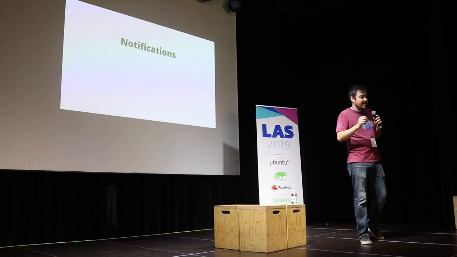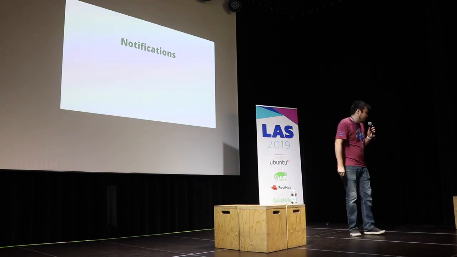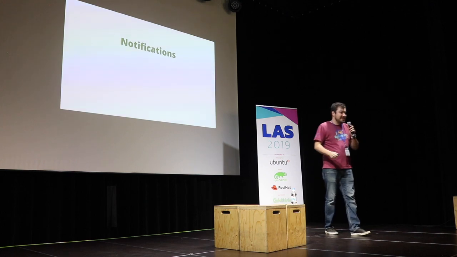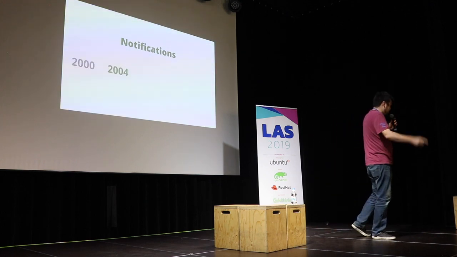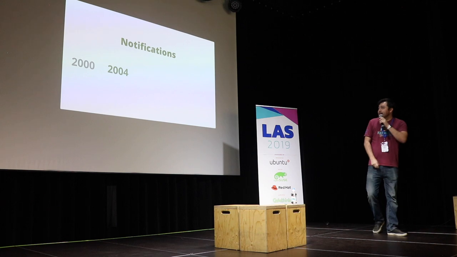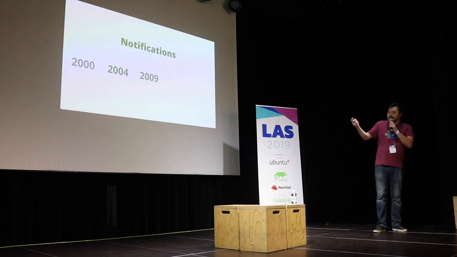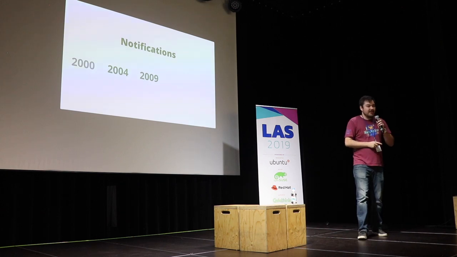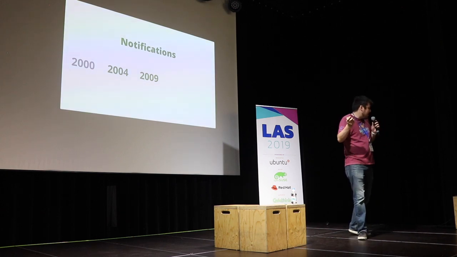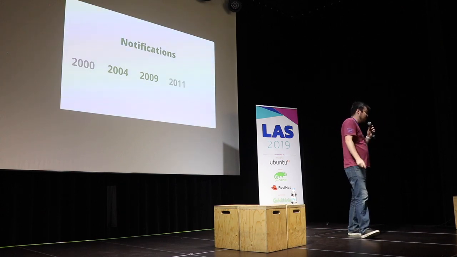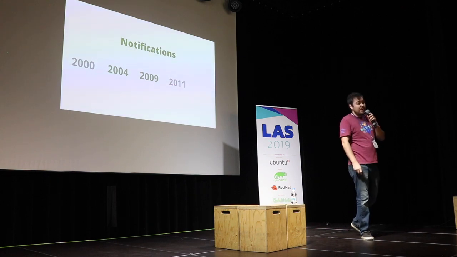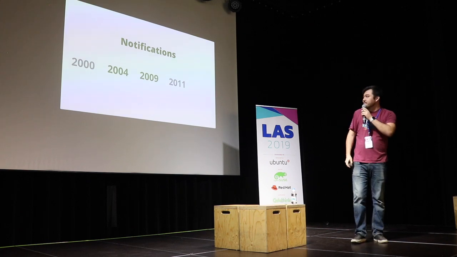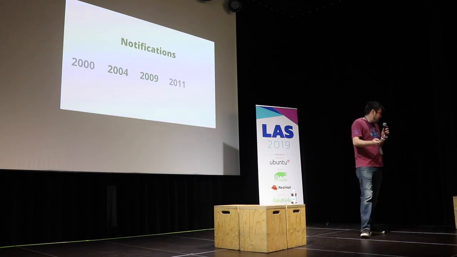That's how old this spec is. 2004 is when it started, right? And Ubuntu introduced Notify OSD and the messaging menu in 2009. That's before iOS introduces the Notification Center two years later. We were ahead of the game already at killing the notification area, ahead of major platforms. That's how old these APIs are.